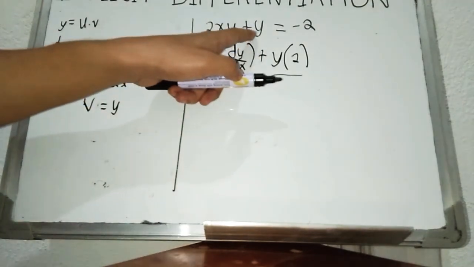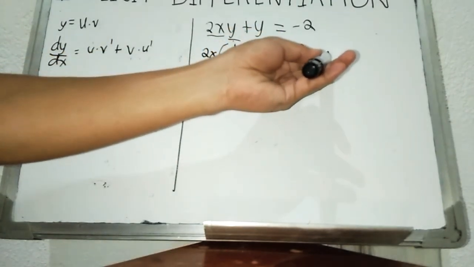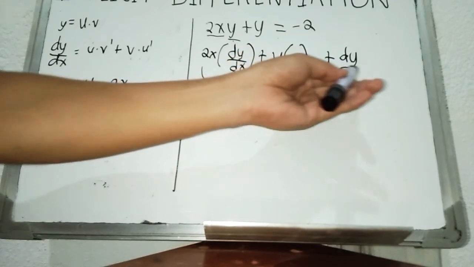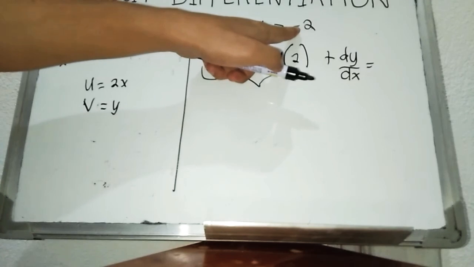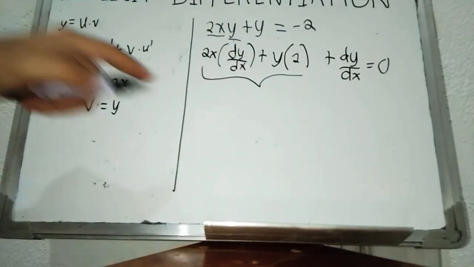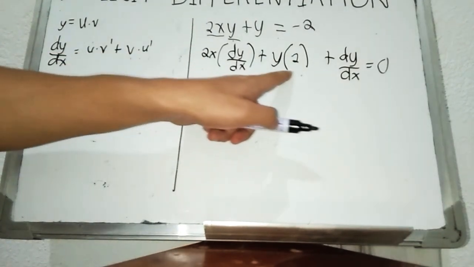And then what's the derivative of the second term? Copy the operation plus, and then the derivative of y is dy over dx. And also we are going to apply the derivative of the right side. What is the derivative of negative 2? 0. At this point, we have to solve for our dy over dx.